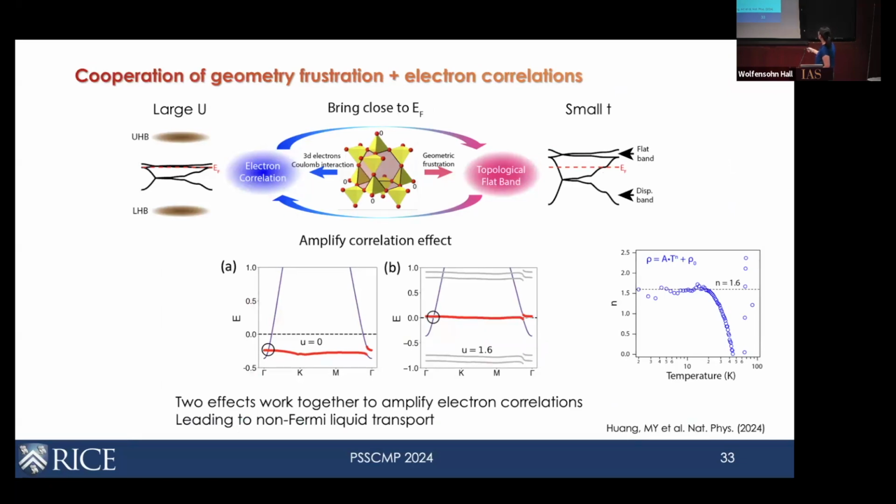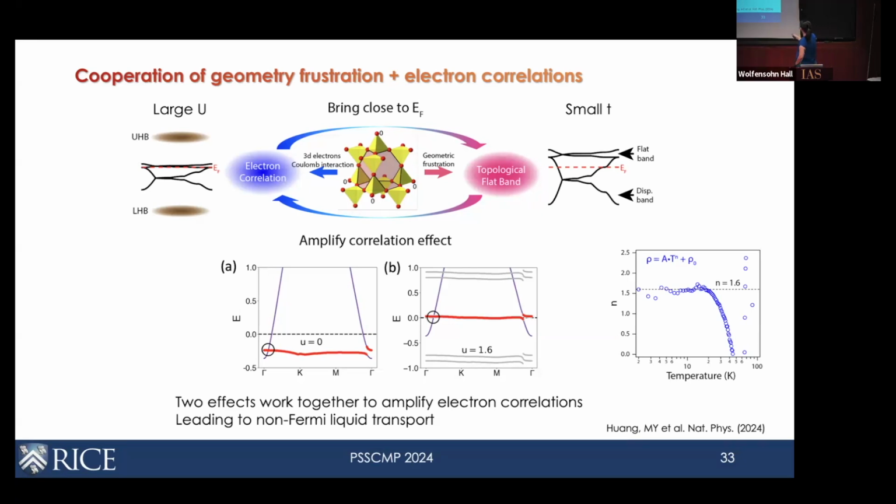First of all, we have topological flat bands from the destructive interference of the pyrochlore sublattice. In addition to that, there are also moderate electron correlations that further renormalize these flat bands to the Fermi level, and both of these coming hand in hand produce this flat band at the Fermi level. And as a result, we also see some non-Fermi liquid transport behavior.